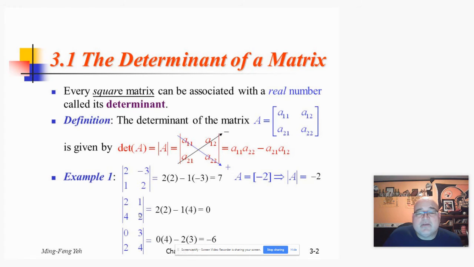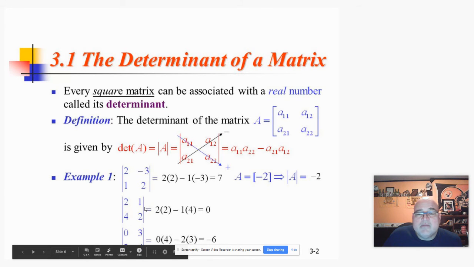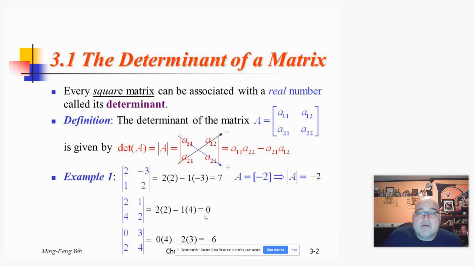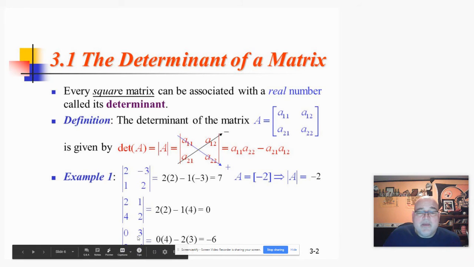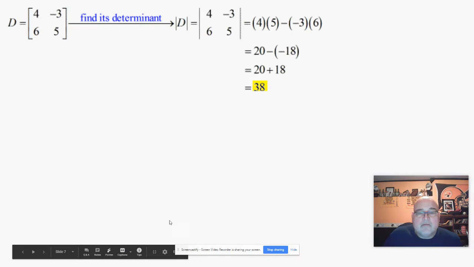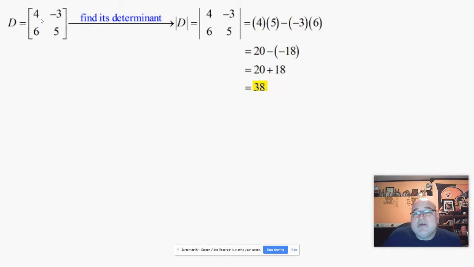Take a look at this matrix. 2, 1 are the row 1 entries. 4, 2, so 2 times 2 minus 4 times 1, or 0. 4 minus 4 would be 0. Here, well, you can go back and we'll show you this one too. So again, to define the determinant, and we can only do this with square matrices, we cross multiply. 4 times 5 minus negative 3 times 6. Minus minus becomes a plus, and the determinant of this 2 by 2 matrix is 38.